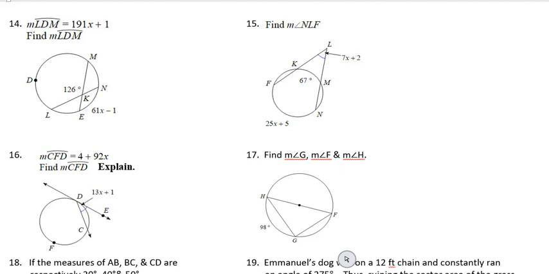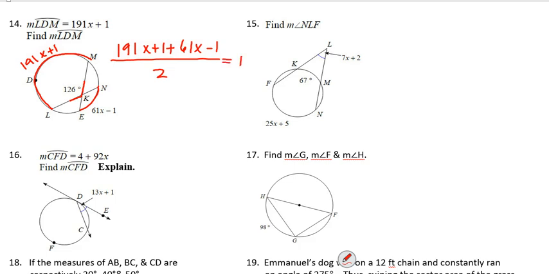So number 14 is asking us to find the measure of arc LDM. LDM is right here, and it tells us that it's 191x plus 1. And if you remember, our formula here is arc plus arc divided by 2 equals this angle right there. So we're going to do 191x plus 1 plus 61x minus 1, divide that by 2, and set that equal to our 126.